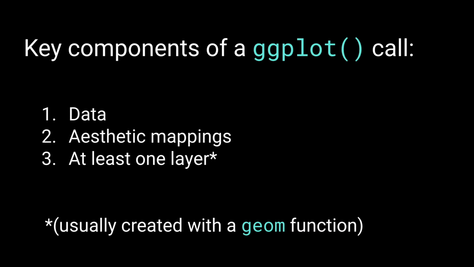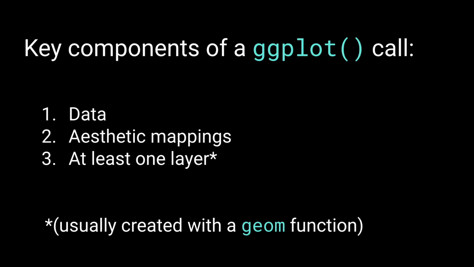Okay, so the key components of a ggplot function call, that's the function that's going to actually initialize and start building your plot, are data, aesthetic mappings, and at least one layer. And layers are usually created with the geom set of functions, which stands for geometries.